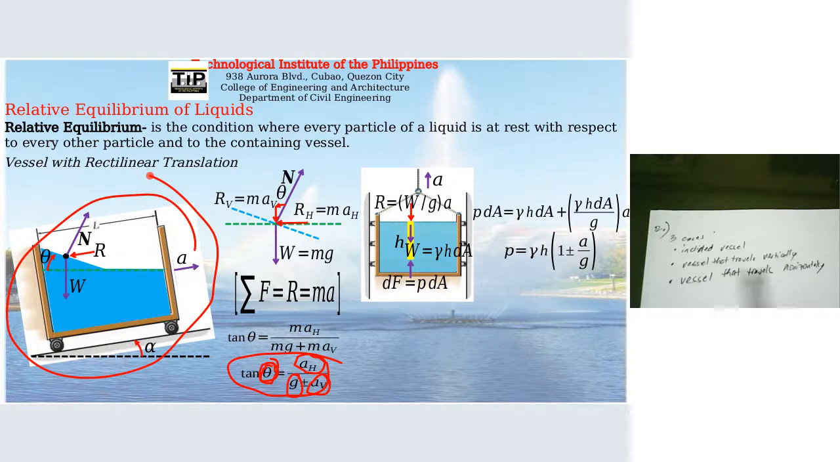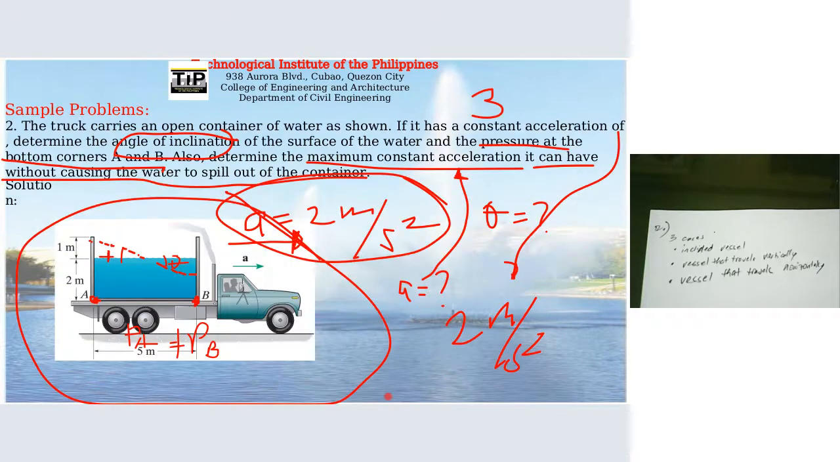And then for vessel that travels vertically, we can use this equation to determine the pressure. Gamma times H times quantity 1 plus or minus A over G. Now, we still haven't discussed the vessel that travels horizontally.